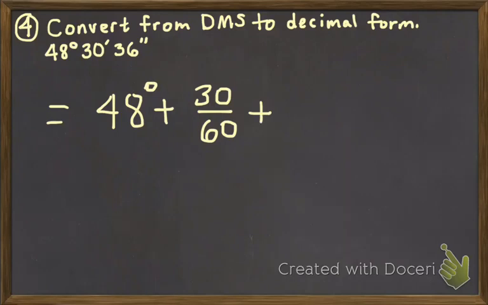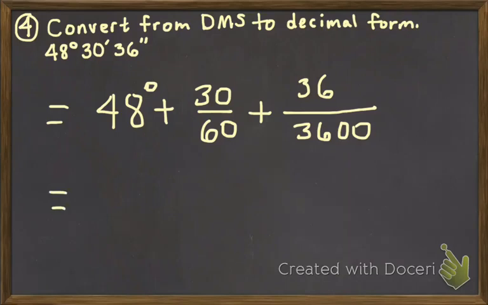And then we're going to add to that 36, but since this is to convert it all the way down to degrees, there are 3,600 seconds in a degree because there's 60 seconds in a minute and 60 minutes in a degree. So then we can just convert these to decimals, and we get 48 plus 0.5 plus 0.01.